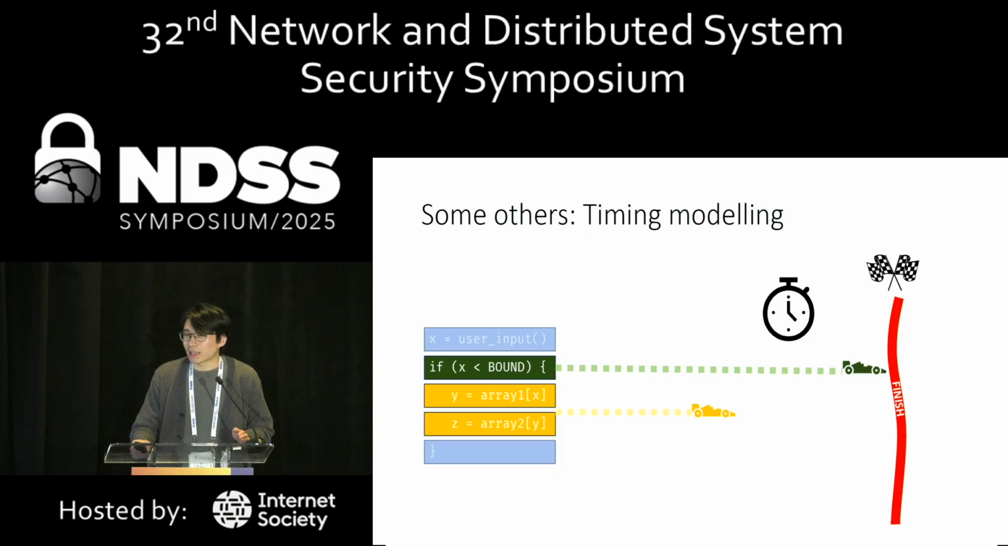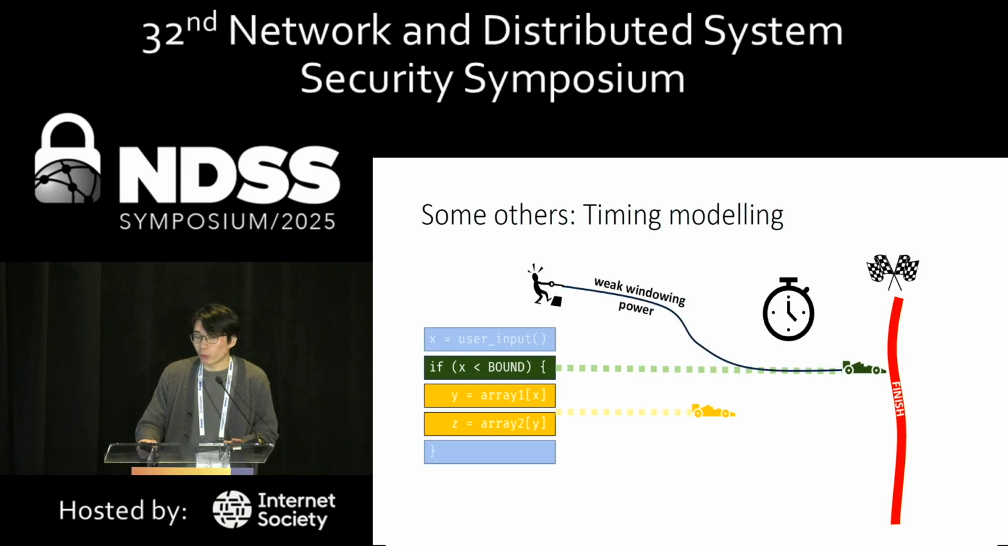There are a few other scanners which do model the timing condition. However, they are very restricted in that they either assume no windowing power or very weak windowing power. Here we define windowing power as the attackers' capabilities to affect the timing of gadget execution.